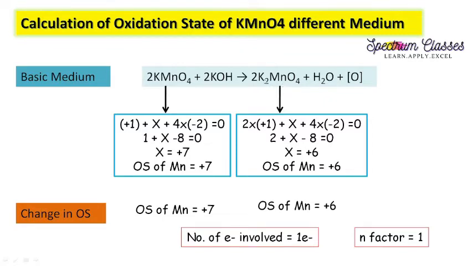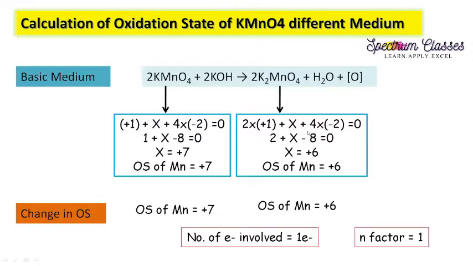So here what you have seen is K2. 2 is a subscript, so 2 into +1 for potassium. Mn has X oxidation state, plus we again have oxygen with subscript 4, so 4 times oxygen, and oxygen has -2. Since this molecule is neutral, I have written 0. You may also have a question, what about this 2, which is a coefficient? This 2 is not considered when we are calculating the oxidation state. You can leave these coefficients and only take the molecule.